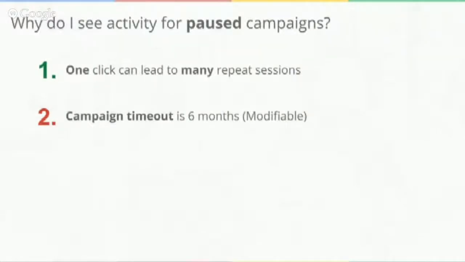Again, one click can result in multiple repeat visits, and a campaign typically ends at the end of 6 months. So that's a standard campaign timeout window. That is also modifiable based on your business model. But if a person returns after the first click, we still increment sessions for the same campaign, even though there's no click. So similar to what we just talked about, we're not overriding those campaign parameters if they're coming back directly. Exactly.